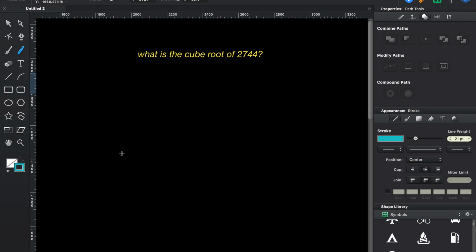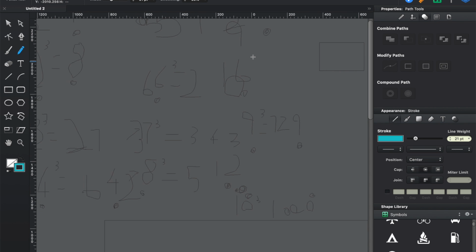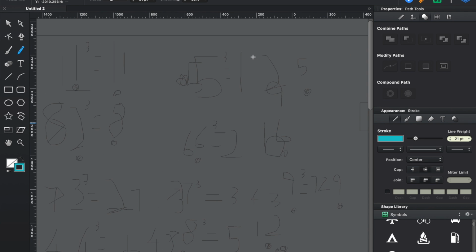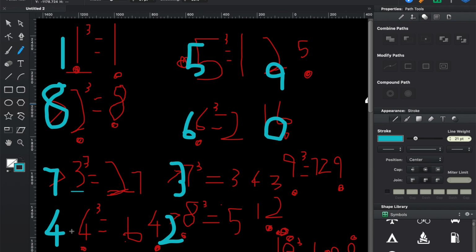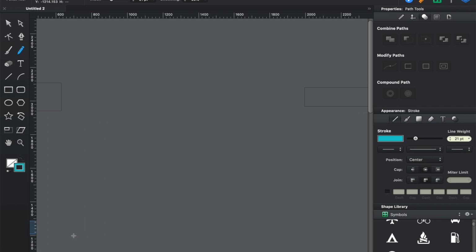So let's solve what is the cube root of 2,744. So what you do first is you look at the last digit. In my case, that digit right there is a 4. So going back to our chart, you look at 4, which is right here, and you look at the last digit of its answer, which is 4. So when you look at 4, the answer is 4, right? Okay, so that's your last digit actually.